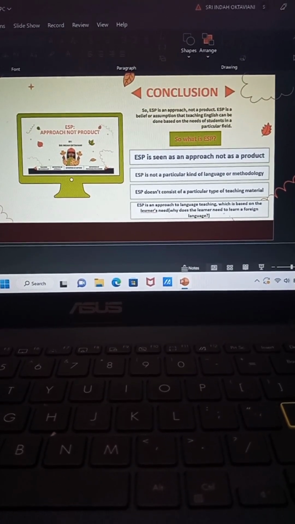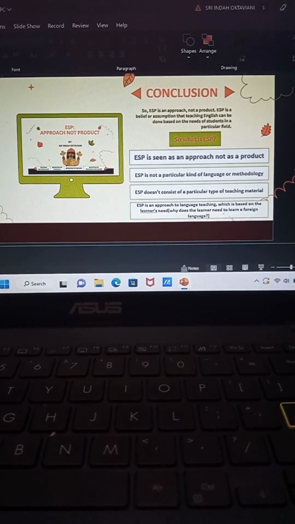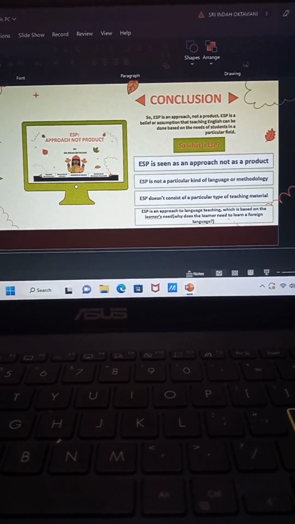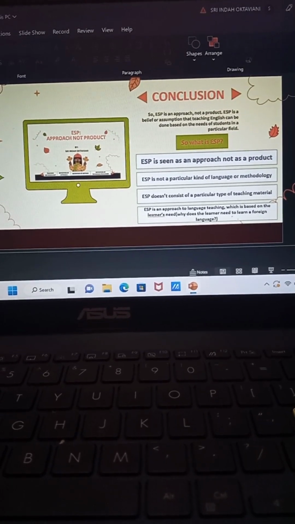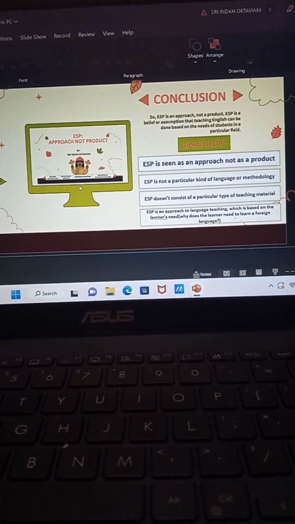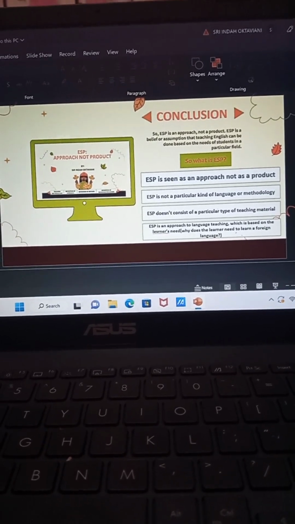ESP is not a particular kind of language or methodology. ESP doesn't consist of a particular type of teaching material. ESP is an approach to language teaching which is based on the learner's need, or why the learner needs to learn a foreign language.